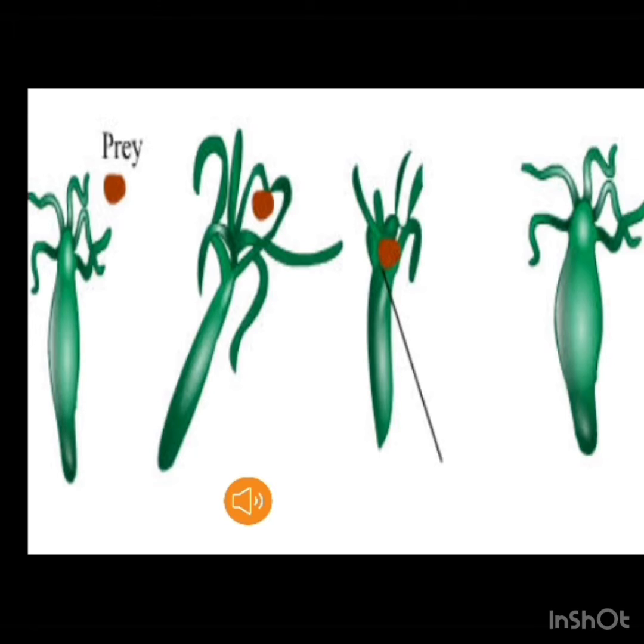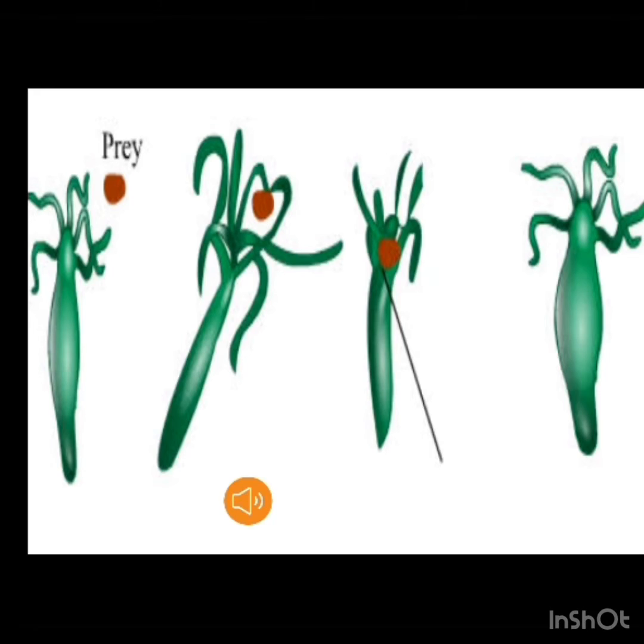Hydra is an aquatic animal. It has many tube-like structures ejecting from the mouth, which are called tentacles. These tentacles help it to catch the prey, and it has stinging cells on the tentacles, which inject into that prey and kill it.